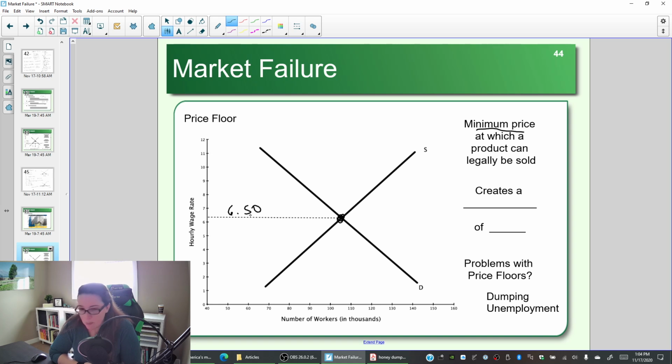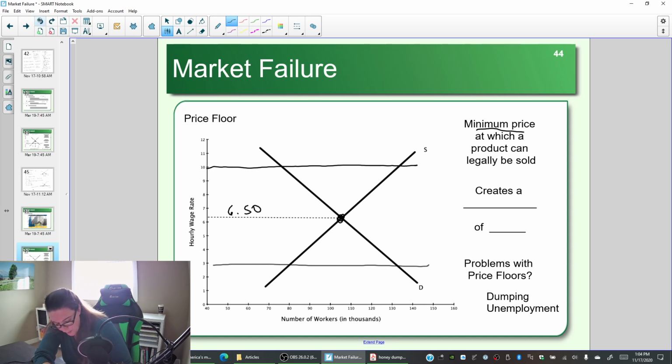Now, when we're looking at a price floor, a minimum, does it make sense for the minimum price to be, say, up here or down here? Well, let's think through that.